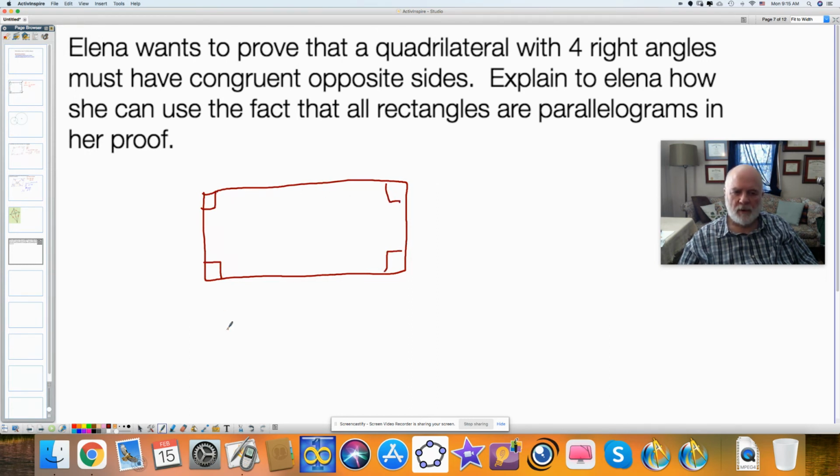And what we know is that this is a rectangle. And we've proved that all rectangles are parallelograms. So this is a parallelogram. Since it is a parallelogram, we know, because we've proved that in a parallelogram, both pairs of opposite sides are parallel and congruent. So there is my proof. 1, it is a rectangle. 2, rectangles are parallelograms. 3, parallelograms have opposite sides that are congruent. Something that we've proved before.